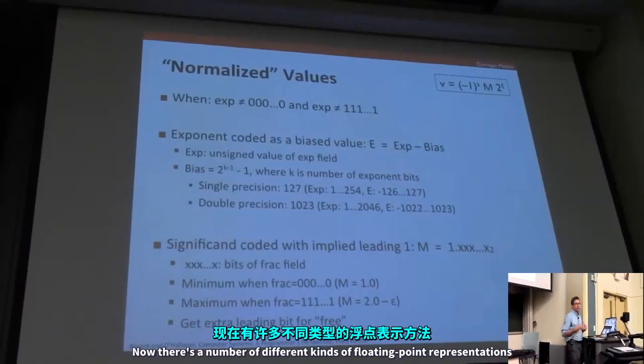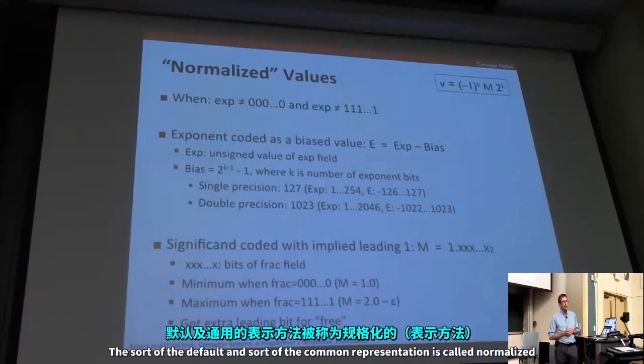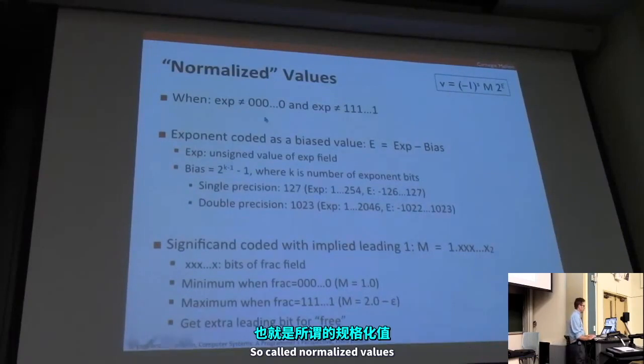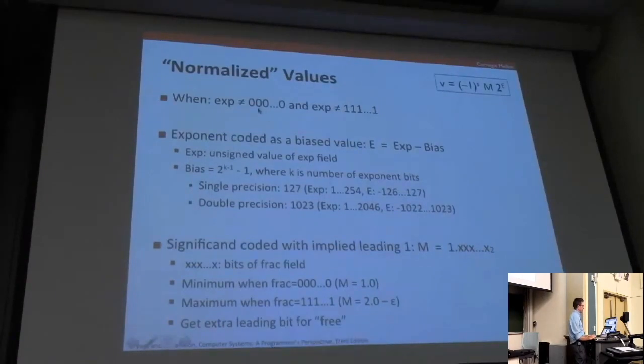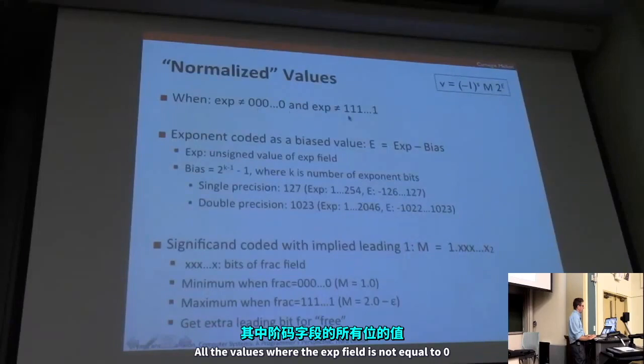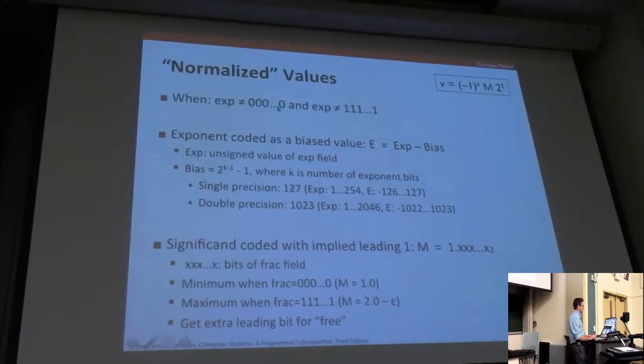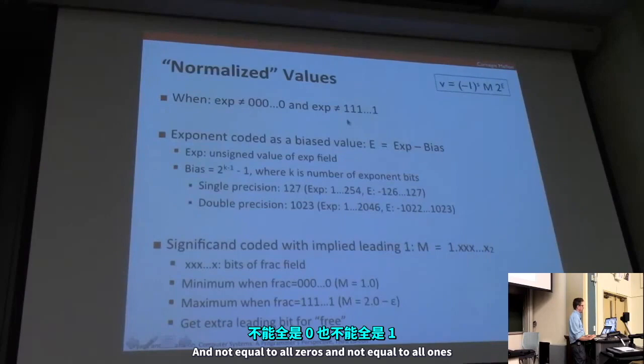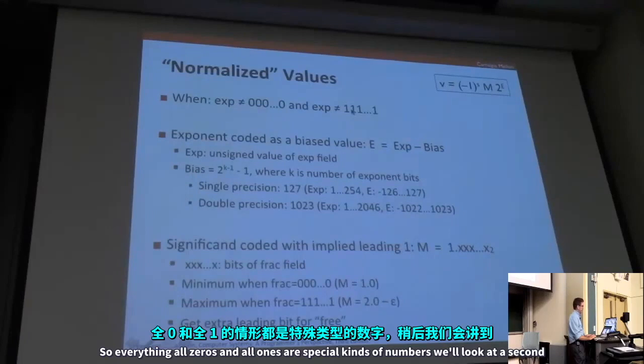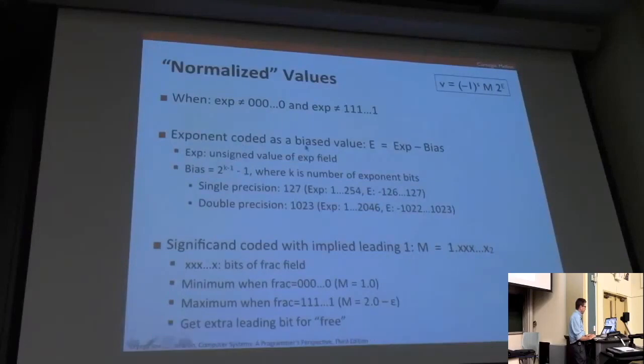Now, there are a number of different kinds of floating point representations. The default and most common representation is called normalized values. Normalized values are all the values where the exp field is not equal to all zeros and not equal to all ones. All zeros and all ones are special kinds of numbers we'll look at in a second.